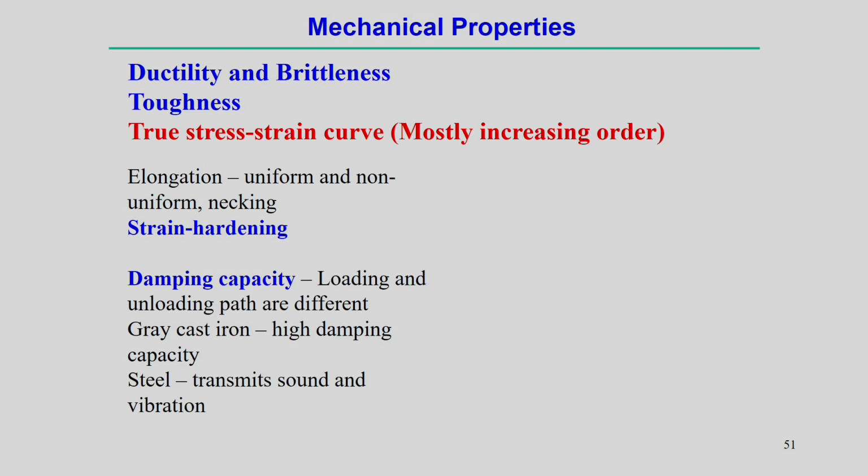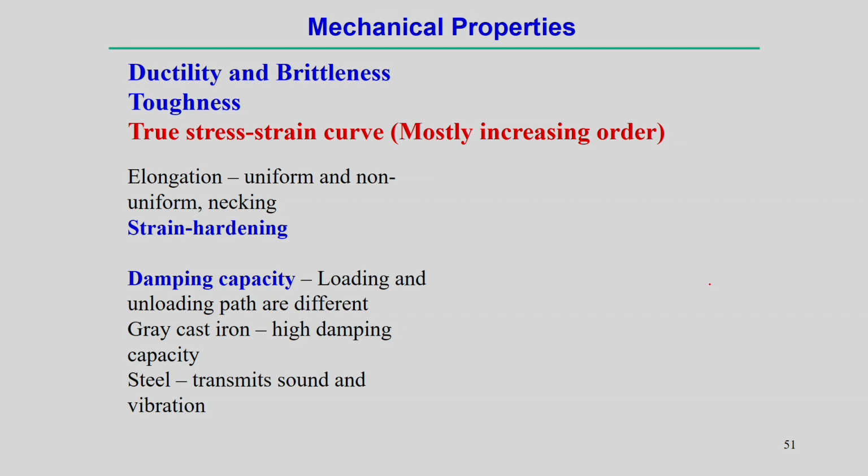Now, the mechanical properties normally evaluated are ductility, brittleness and toughness. Toughness we have already explained: the area covered up to the fracture point, the amount of energy absorbed, is the representation of the toughness of a particular material. Now, ductility and brittleness are measurements of deformation. Normally we measure ductility as the elongation, the change of length with respect to the original length, or the change of cross section with respect to the original cross section.